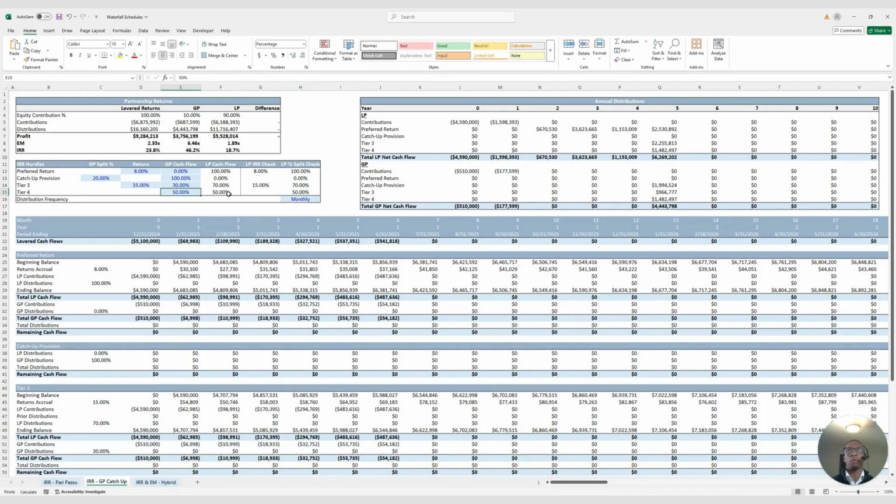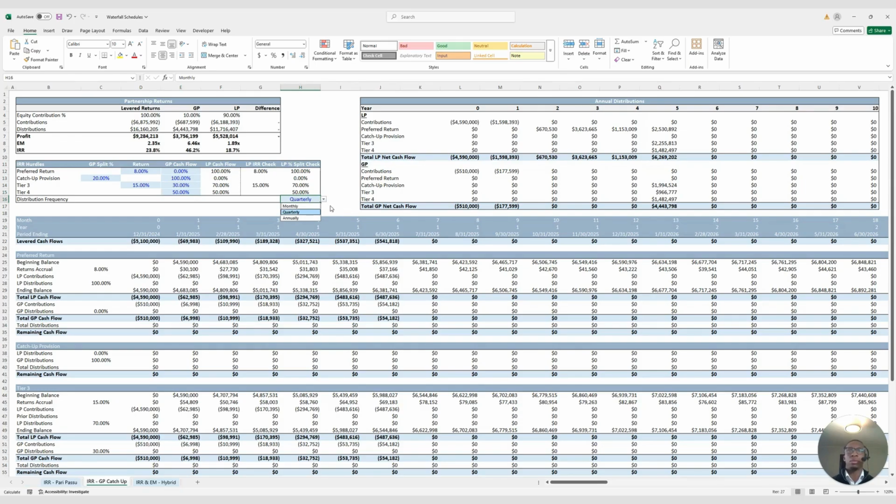And then finally, we have our tier 4 hurdle, which is a catch-all. The GP and the LP will split the cash flows 50-50. And then finally, we can change the distribution frequency here, just as we did in the pari passu waterfall.